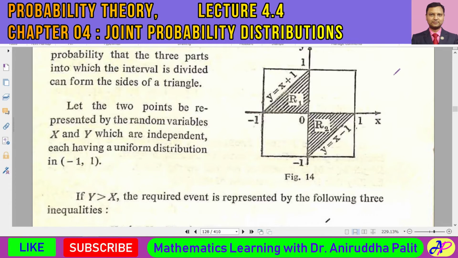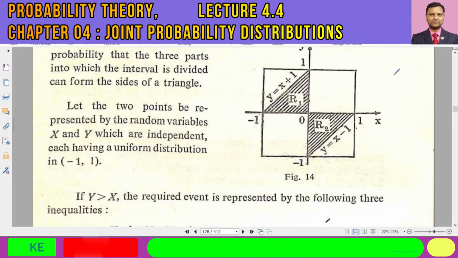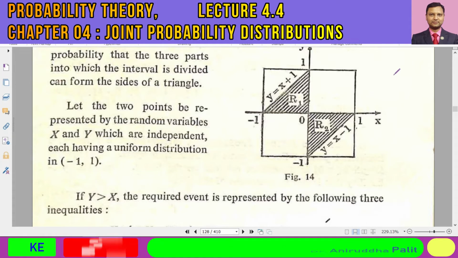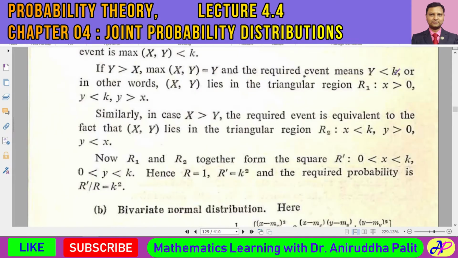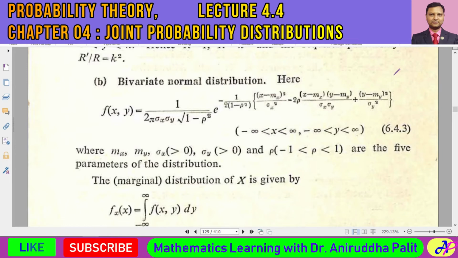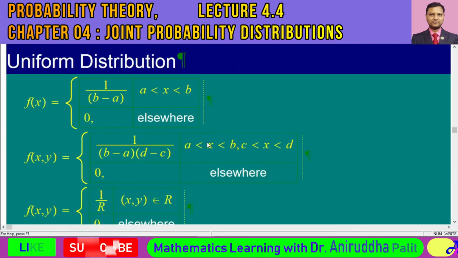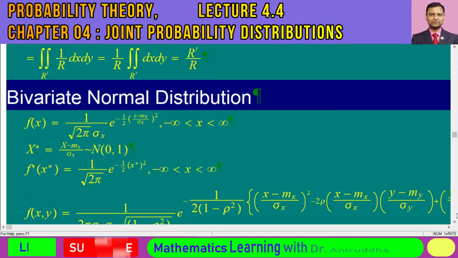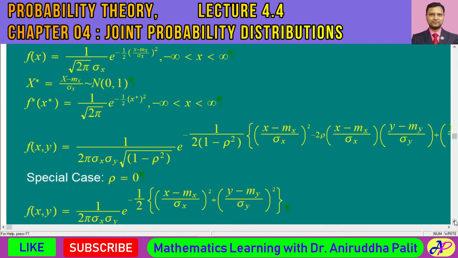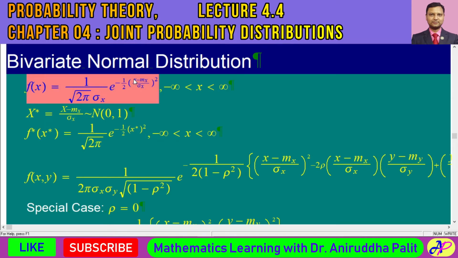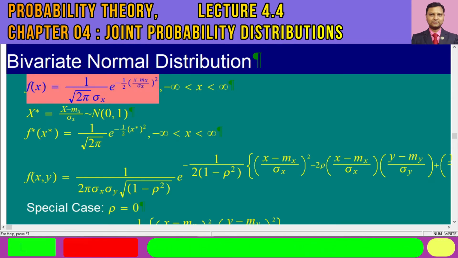All right, so this is all about the uniform distribution. Now let's come to the next distribution, the bivariate normal distribution. What is this? We already know the normal distribution in the case of a single variable. Let me make it a bit larger.